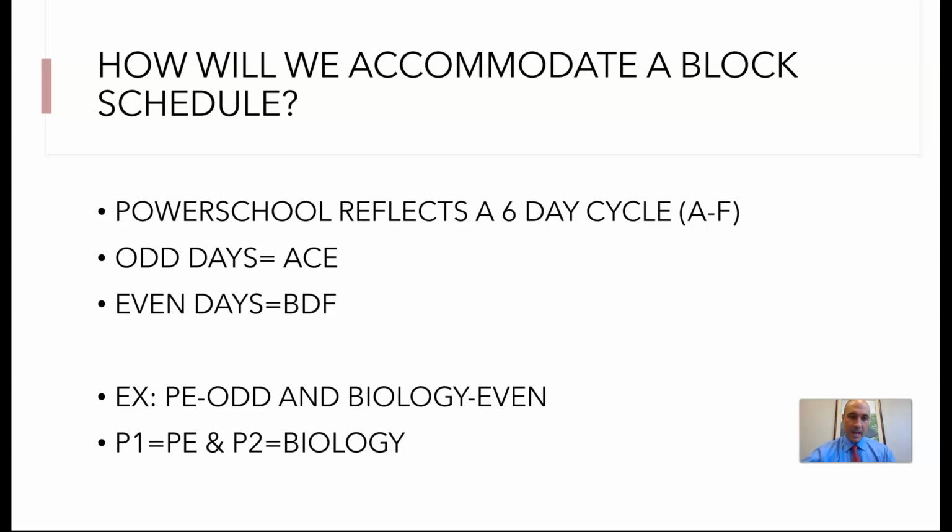If a student had physical education on an odd day, and they had biology on an even day, so if they had PE on A day, biology on B day, for instance, what will be expected of that student, how that student's schedule will run, is period 1, they're going to go to physical education. Period 2, those students would go to biology. Those odd days would come before those even days.